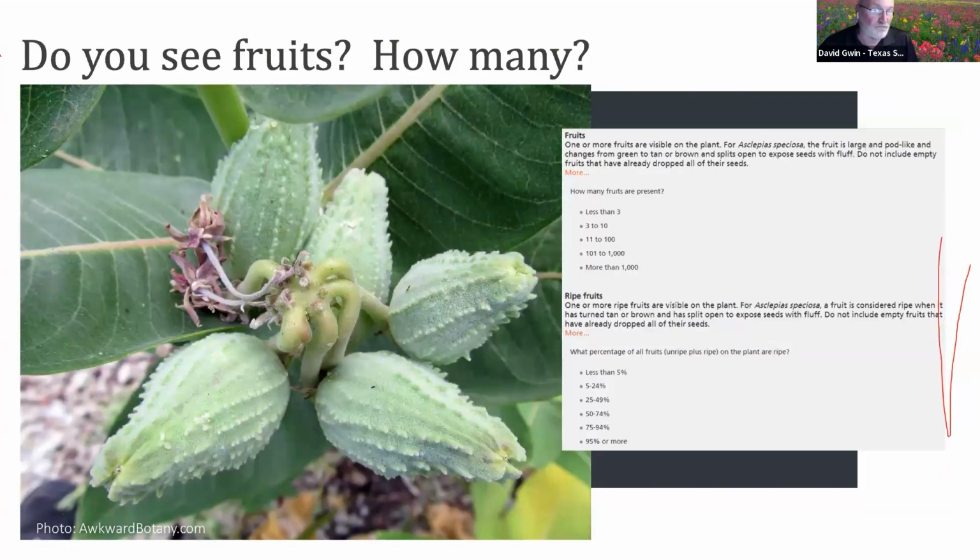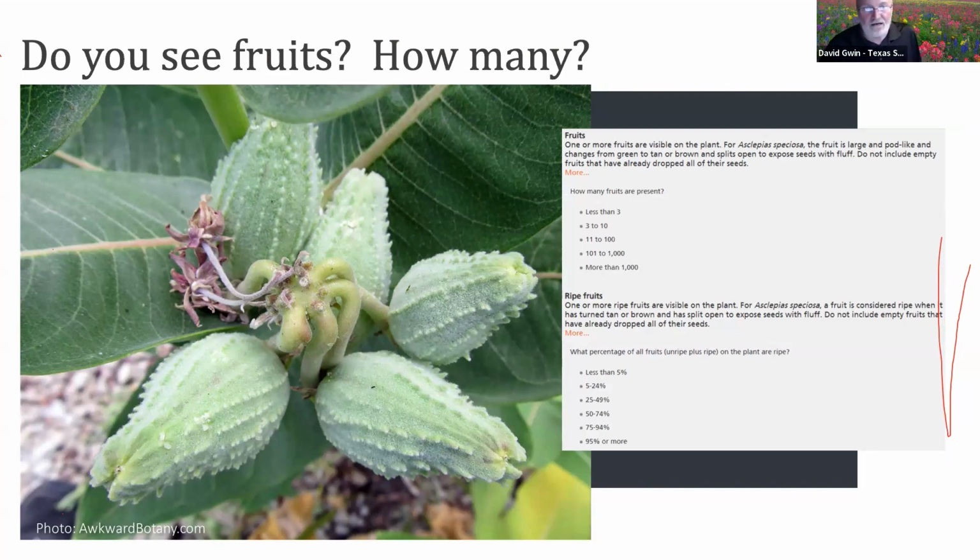This example deals with fruits. It'll say, do you see fruits? You will answer yes. And then it'll say, how many fruits do you see? And you can then select that number of fruit. And then it will say, if you see fruits, how many of those fruits are ripe? And in this instance, you would say none of them are ripe because they're all just new.